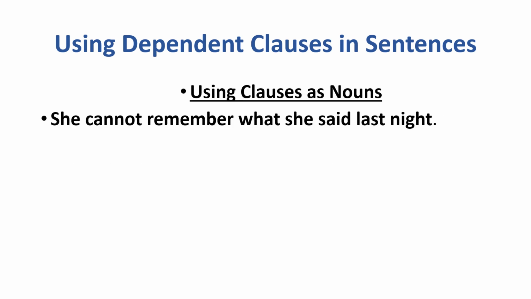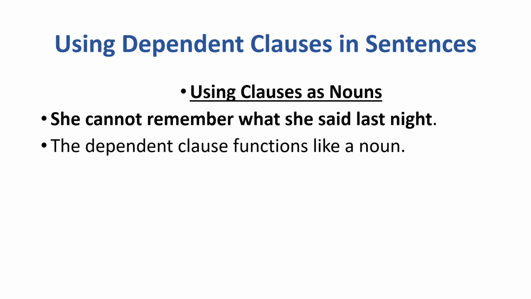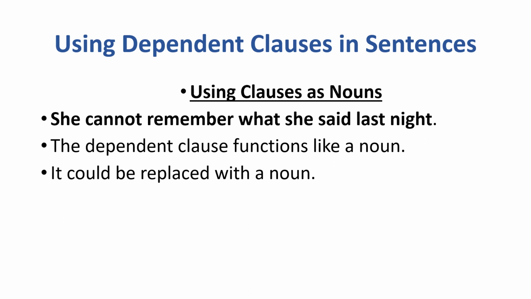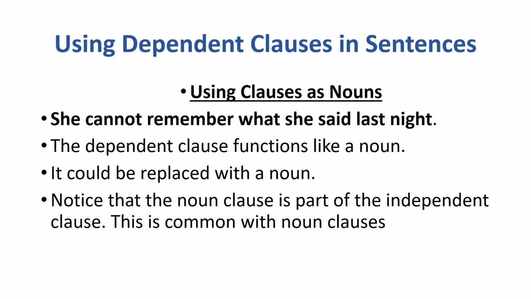Then we're going to talk about the use of clauses as nouns. For example, she cannot remember what she said last night. In this example, you can see that the dependent clause functions like a noun. It could be replaced with a noun. Notice that the noun clause is a part of the independent clause. This is common with noun clauses.